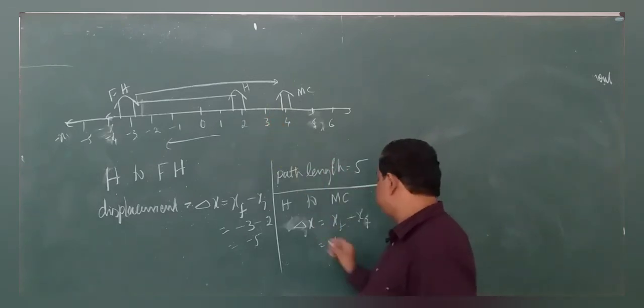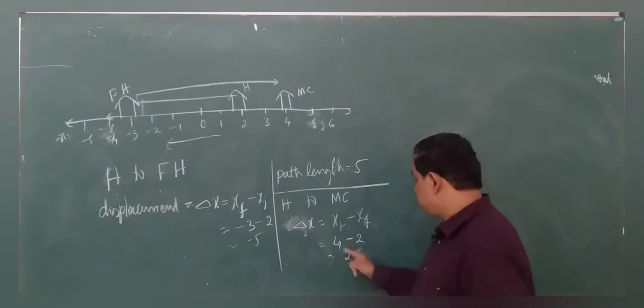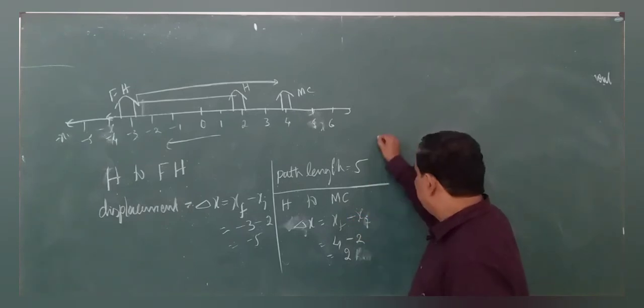Initial position is your house, so -2. It is 2 kilometers if you write it in kilometers. So displacement is 2 for house to college. Now what is the path length?